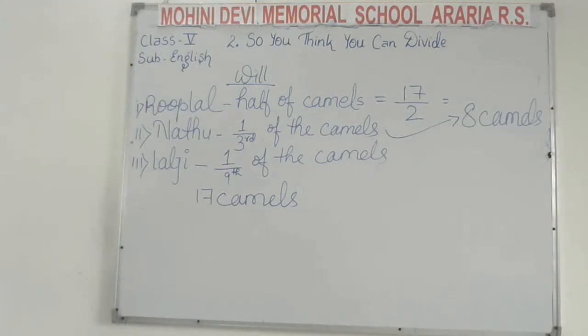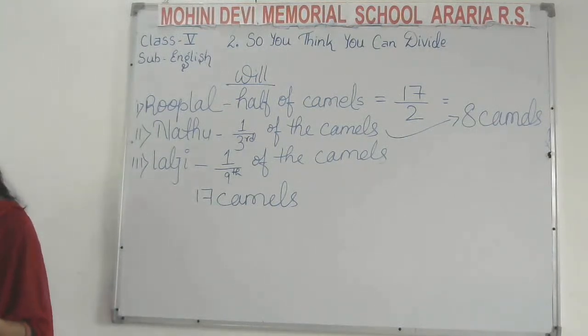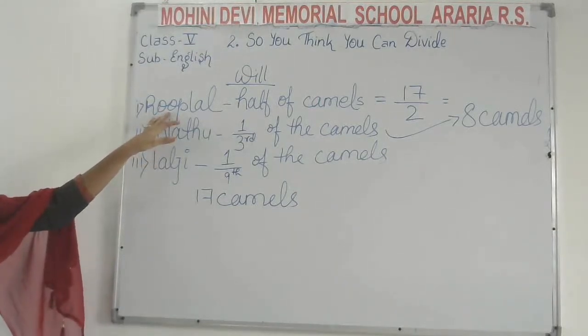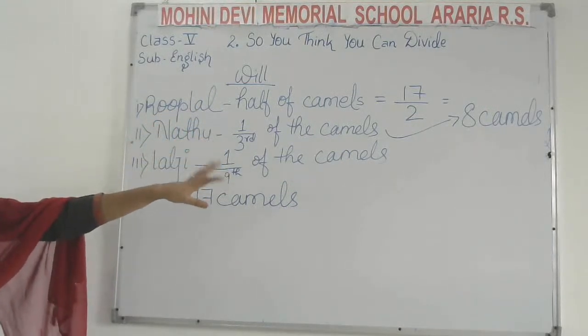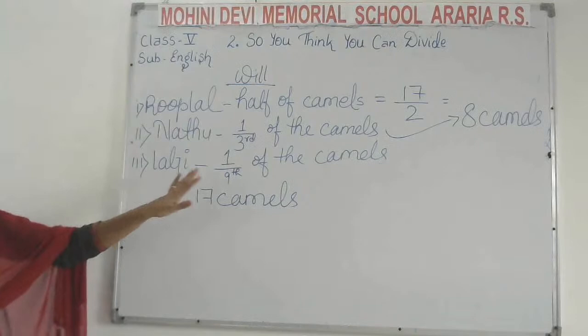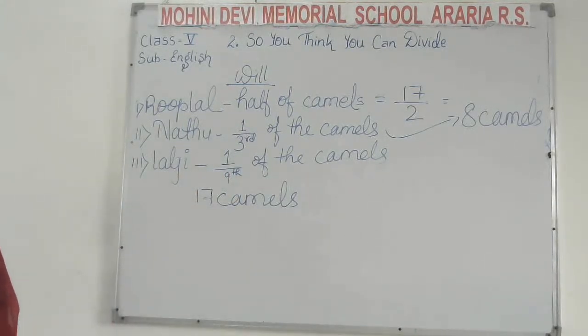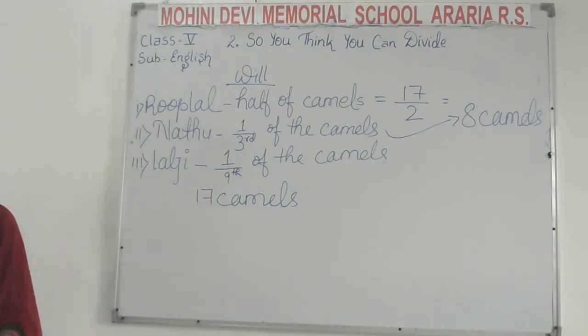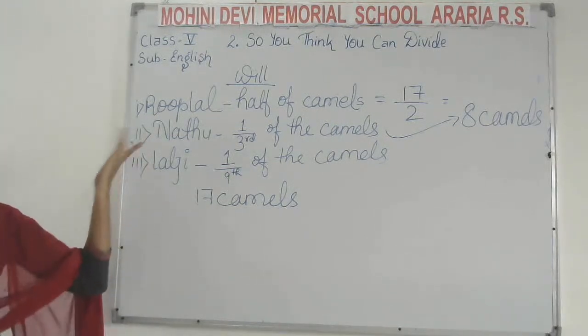Then the holy man said, "We have quarreled over the inheritance that was bequeathed to us by our father." Rupla said that we are quarreling over our father's will, according to which Rupla, the oldest son, would get half of the camels. Natu, the middle son, would get one third of the camels. Lalji, the youngest son, would take one ninth of the camels. But we were not able to share 17 camels according to our father's will. So here we are quarreling over this will.